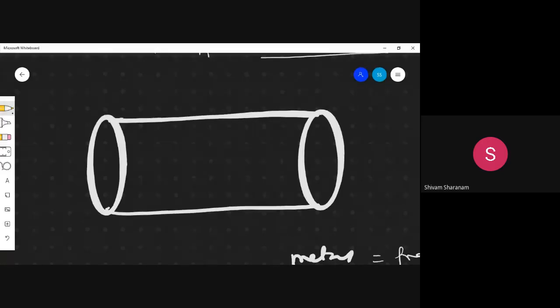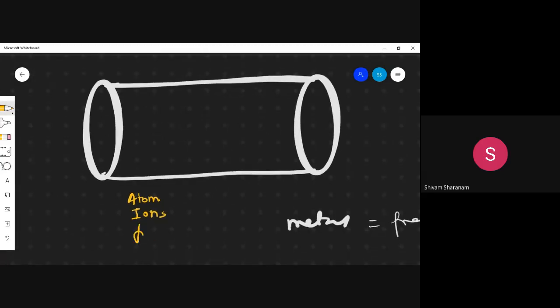So how many things are present here inside this metal? There are atoms, neutral atoms. Then there are ions who have lost the electrons, and then there are free electrons. Right? So these two things are fixed. Electrons are free to move. Yes or no?